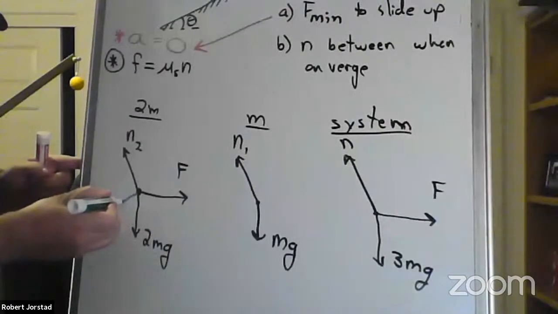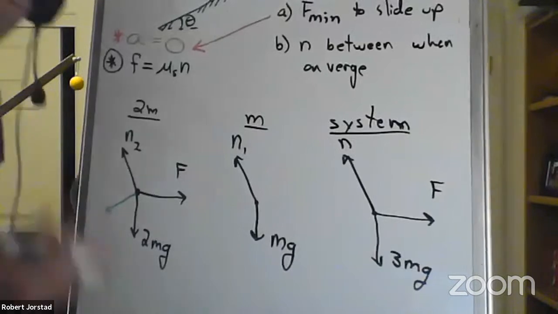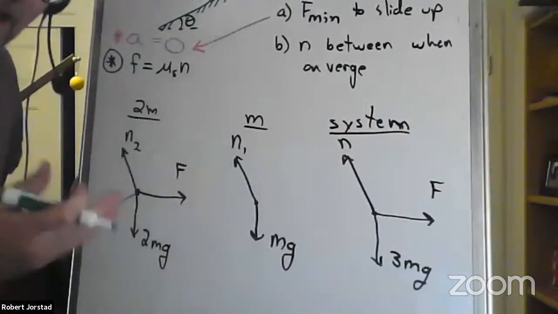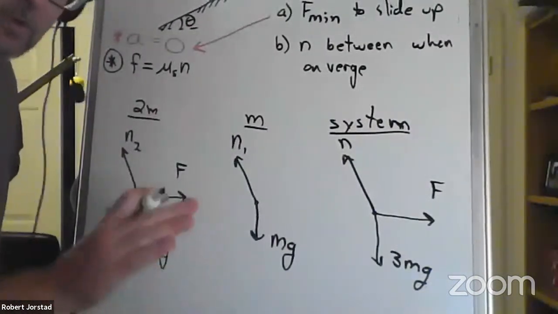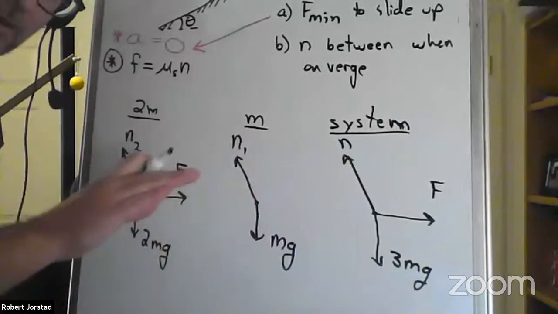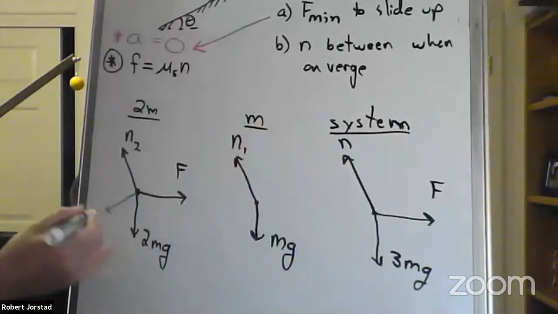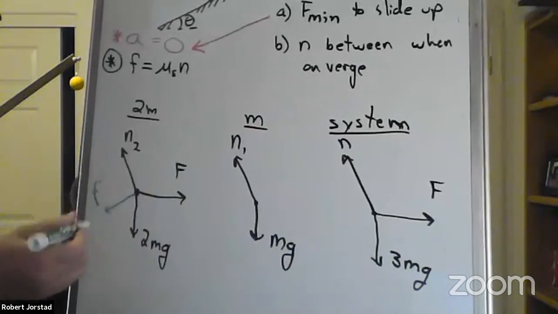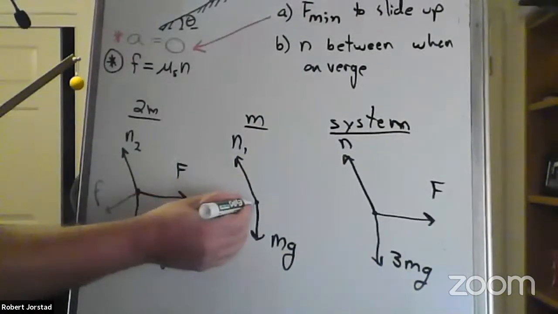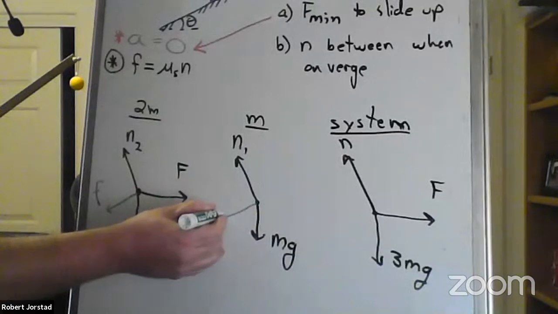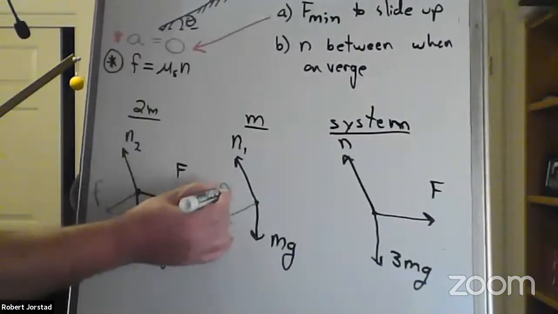Down the ramp. If we're about to slide up the ramp, obviously we're not sliding up the ramp, but we were told it's about to, so it tends to move upwards. All right, you got the idea. How about on M? Is there also friction on M? I assume so.